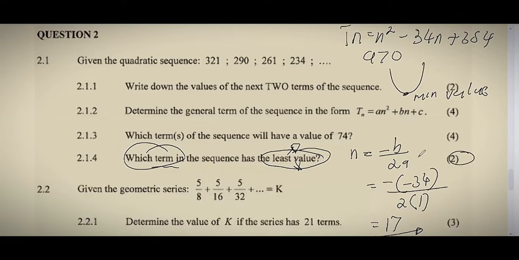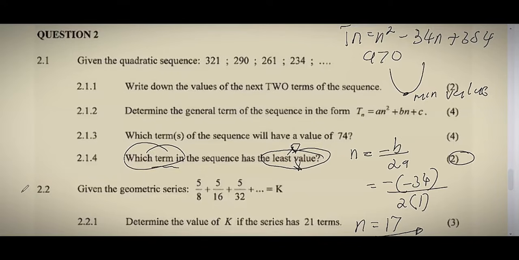That's just 2 marks. They want which term? So they're looking for n. So n is equal to 17. Note that this is not the least value. This is the position where the least value occurs. So had they asked you to calculate the least value, then you would need to take the 17 and substitute it back into this equation here. Then you'd find your minimum value, right?